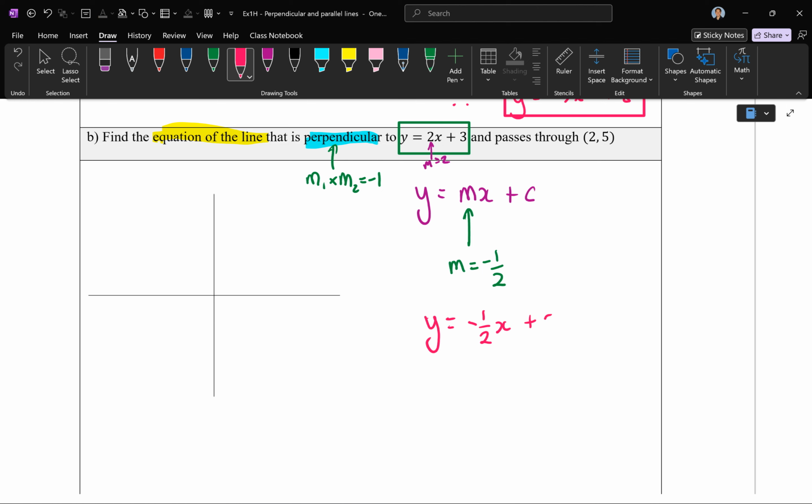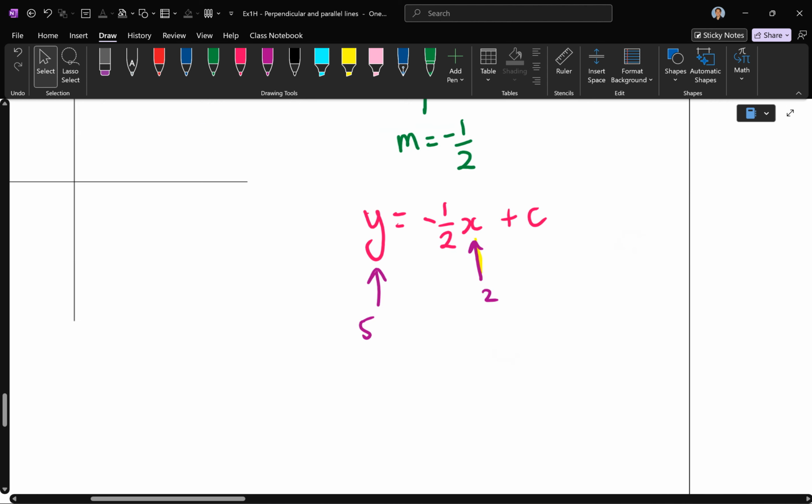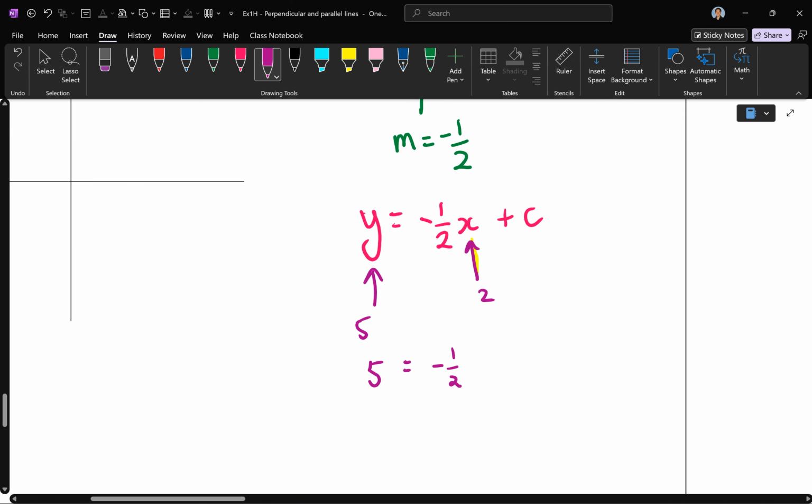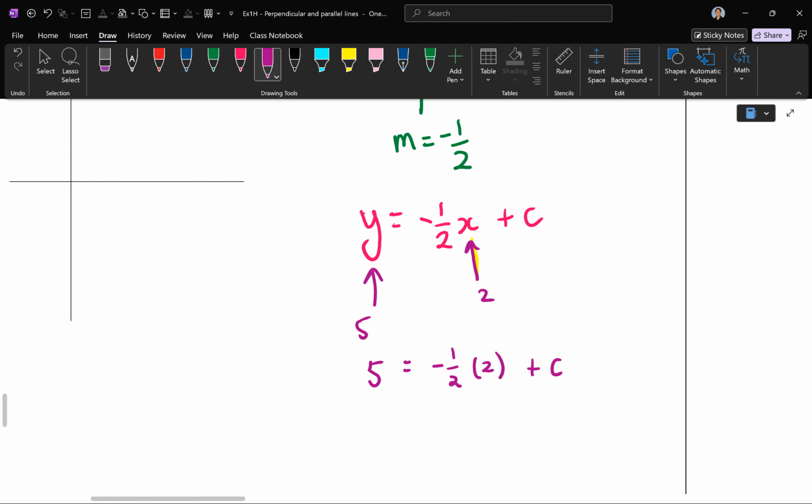The problem is I don't know what c is. But they told us that this line also passes through (2, 5). So what they're saying is, whatever your rule is that you come up with, when x is 2, you put it in, -half of 2 plus whatever this number is, it must equal 5. Based on this idea, that's your x and that's your y: when x is 2, the y result must be 5. That allows us to solve for c because we've got all the other variables. So sub it in, you've got 5 = -half of 2 + c.